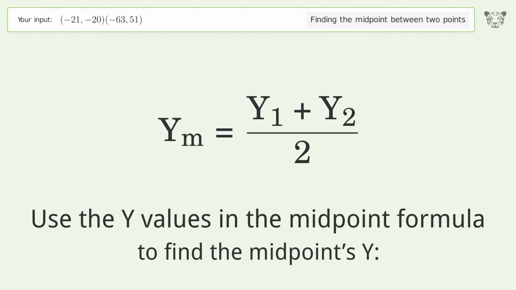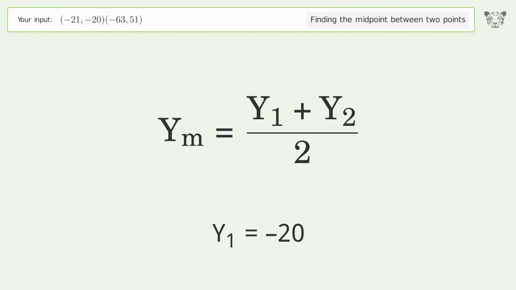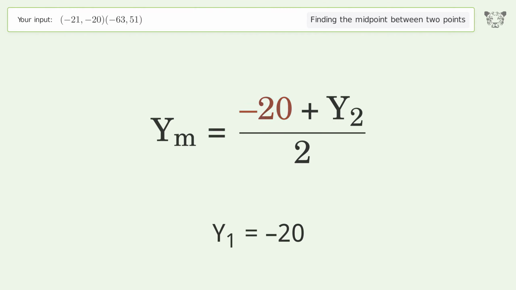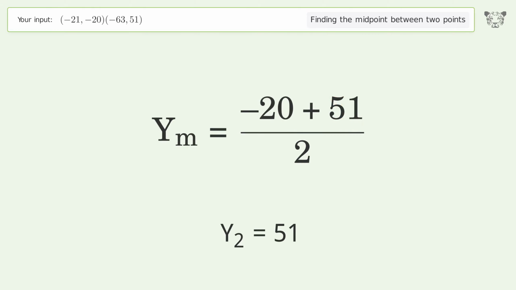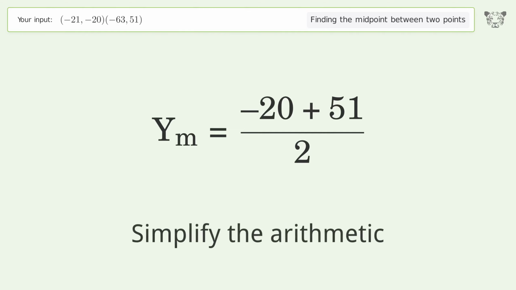Use the y values in the midpoint formula to find the midpoint's y. y1 equals -20. y2 equals 51. Simplify the arithmetic.